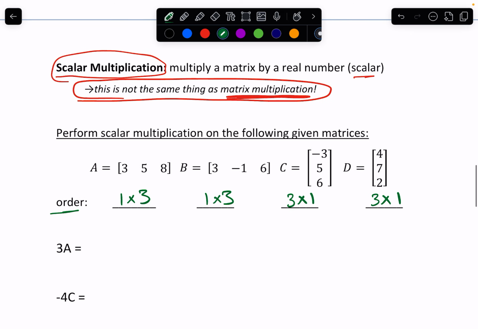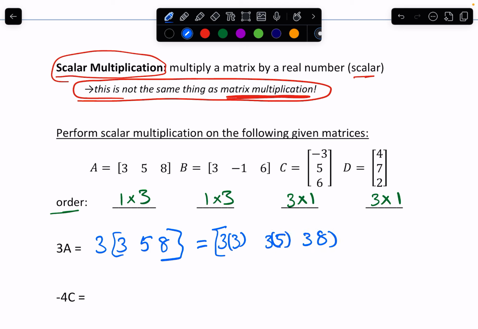Okay, we're first going to multiply matrix A by 3. So this is our matrix A. All we do is we do 3 times 3, 3 times 5, and 3 times 8. So we multiply each of the elements by the number in the front. So 9, 15, and 24. That is 3 times matrix A.